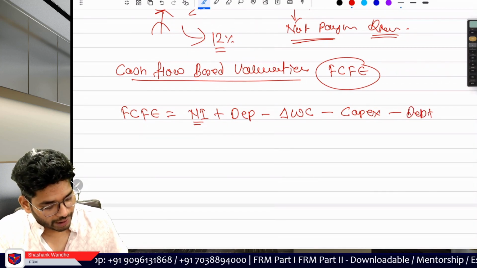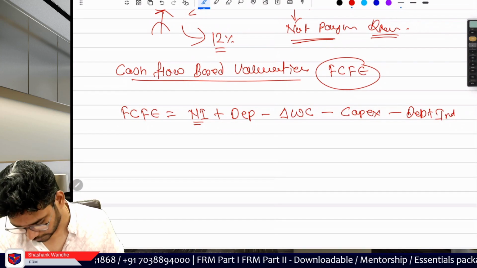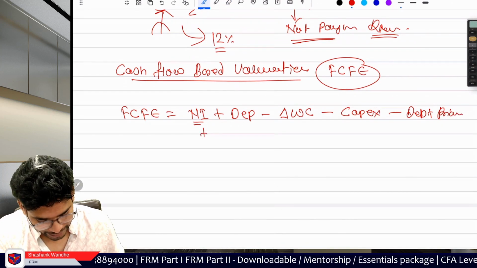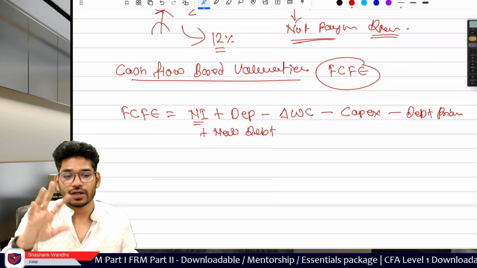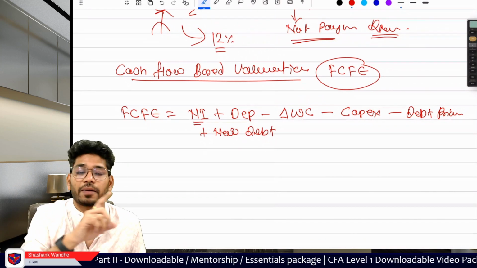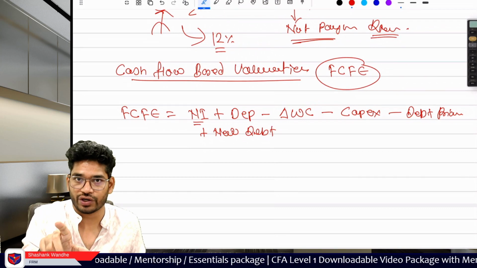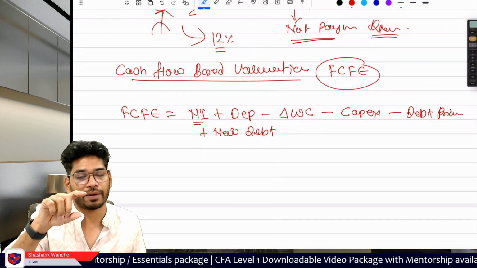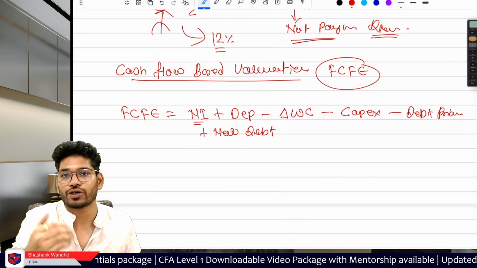So here debt principal payment is reduced. And if there is new debt, then it is added. If there is any principal payment, you have to remove it, because principal payment is not captured in the net income. In the net income, we will have the interest impact, but there is also the principal repayment. That principal repayment is not captured in the net income. And if the company is procuring new debt, then new debt should be added.